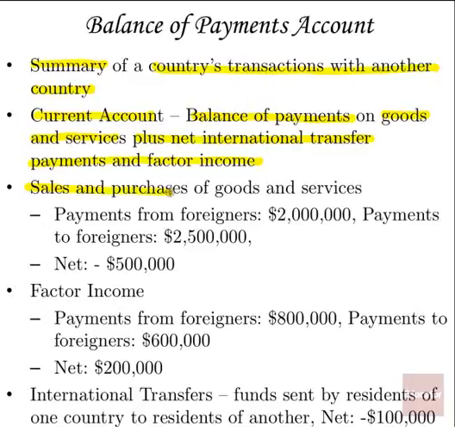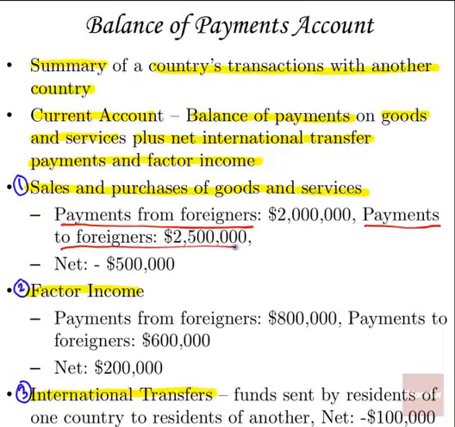First of all, there's the sales and purchases of goods and services. Second, there's the factor income, and then third, international transfer. So these are what comprise the current account. So number one, number two, and number three. So what are these three individual parts that make up the current account? Well, you have payments to foreigners from foreigners, and you have payments to foreigners.